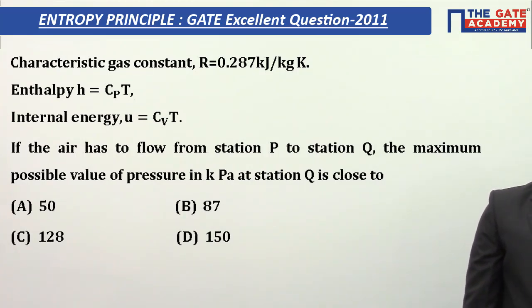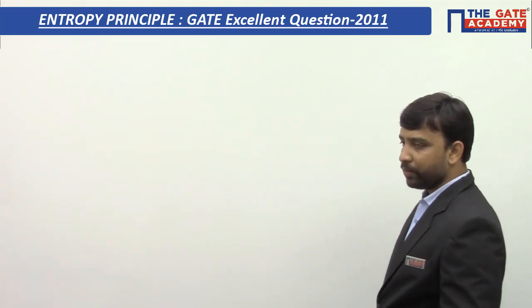And the question is, if the air has to flow from station P to station Q, the maximum possible value of pressure in kilopascal at station Q is close to. He is saying that if the air has to flow from station P to station Q, what should be the maximum value of pressure at station Q?